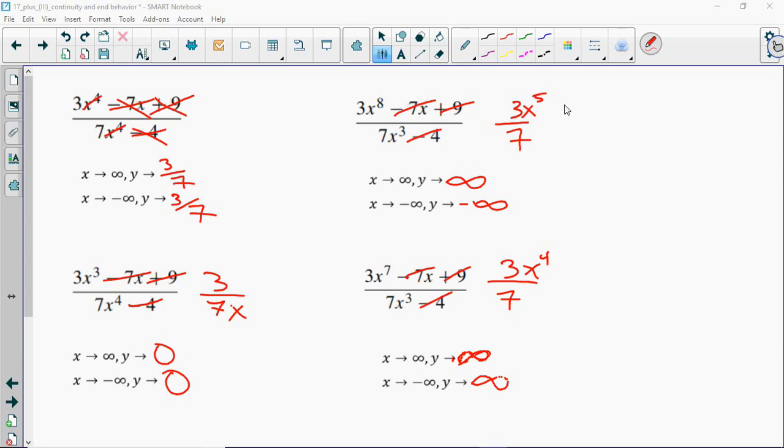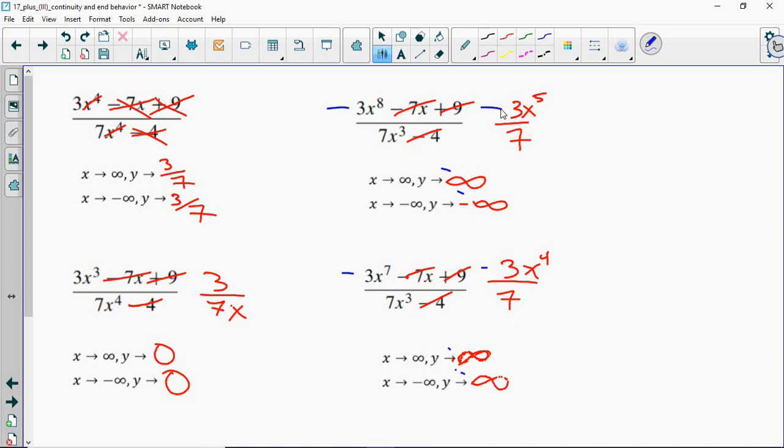If we have an odd power left over, then as x goes to infinity, y will go to infinity. As x goes to negative infinity, y will go to negative infinity. If we have an even power left over, then they're both going to end up going to positive infinity. Now, I should clarify that. If I threw a negative 3 out there, then that's going to change the sign, and that's going to end up changing the signs on both of those. And same thing down here.